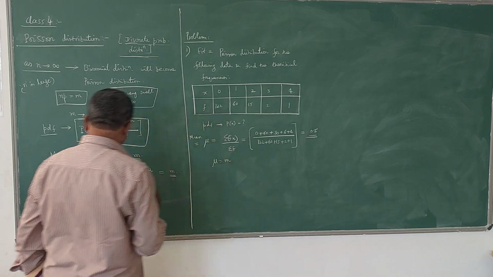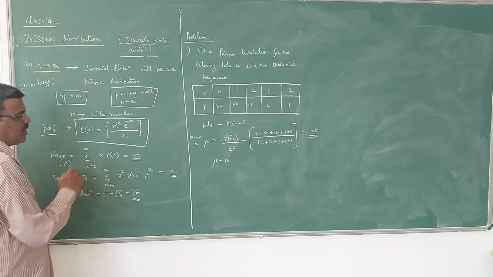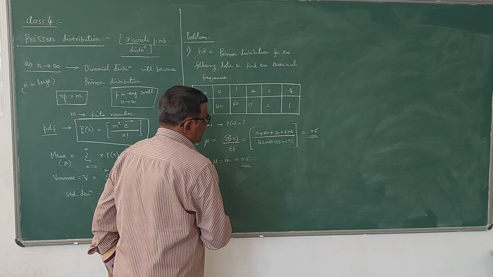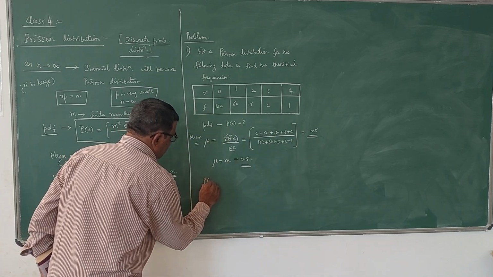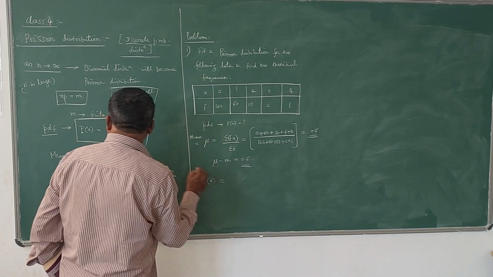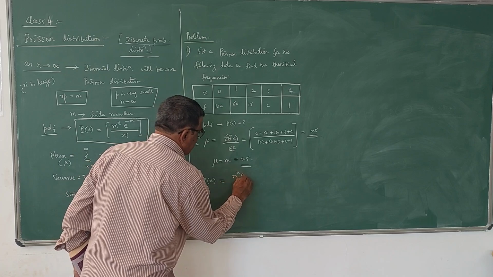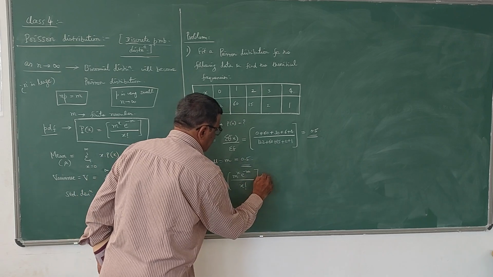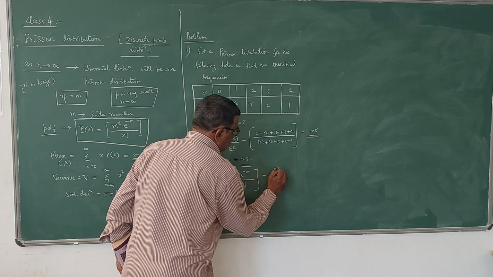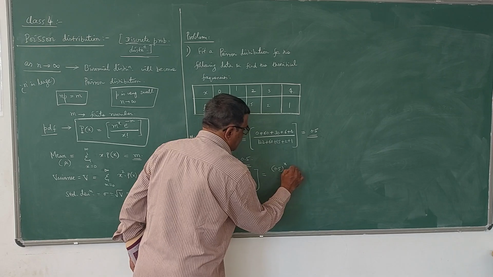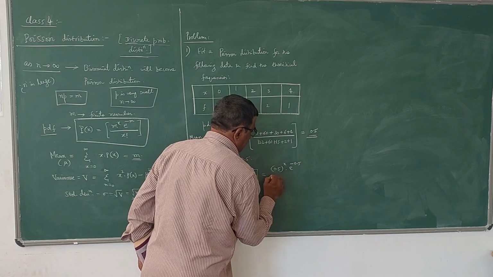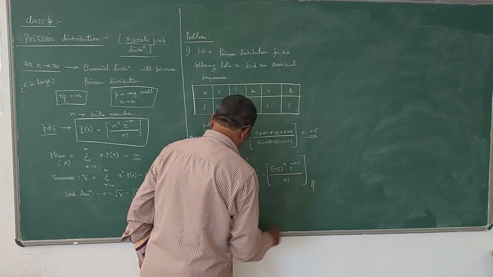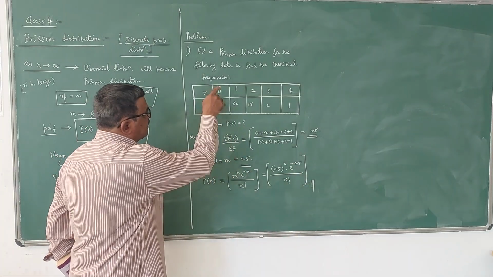In the case of a Poisson distribution, the value of mu is equal to m. Therefore, m is equal to 0.5. So we can write P of x, the PDF, is m to the power x, e to the power minus m, divided by x factorial. So m is here 0.5. So 0.5 to the power x into e to the power of minus 0.5 divided by x factorial. This is the PDF function for the given data.